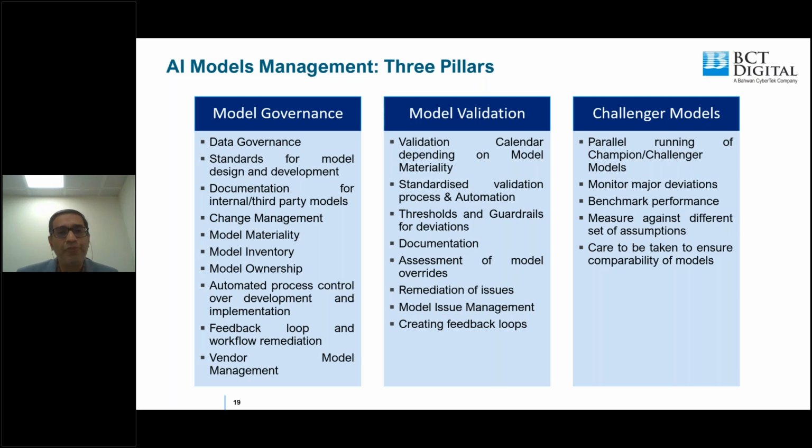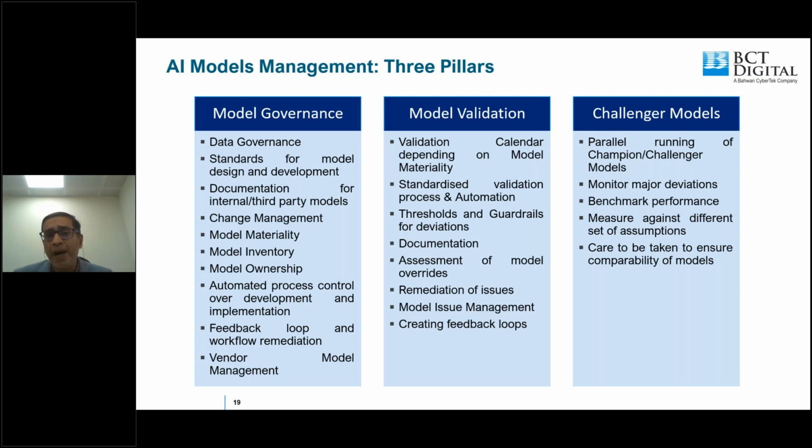And again, it's a very vast topic by itself. Then model inventory and ownership. Inventory would mean an inventory of models based on their various stages in the life cycle. Some models could be in the development stage, some models could be in the usage stage. So how do you keep track of those models? So these are some of the important aspects of the governance part.